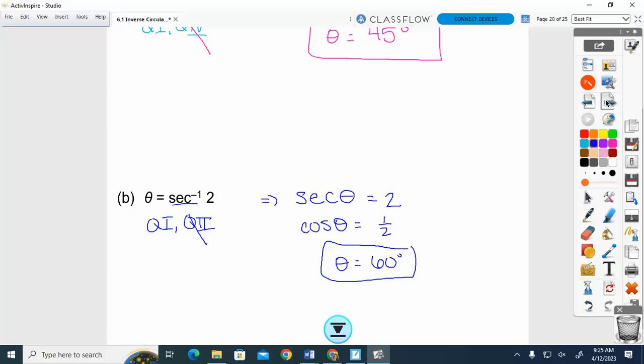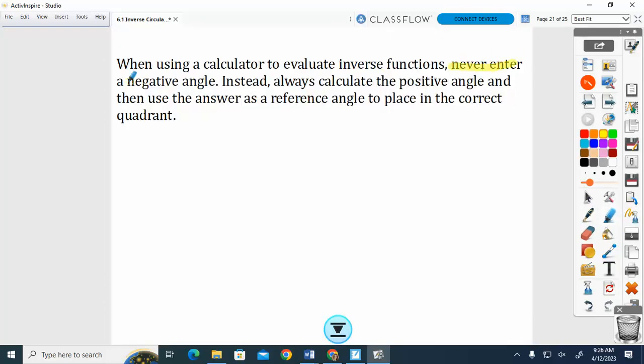Sometimes we have values that we don't know, and we have to use our calculator. But you have to be very careful on your calculator. The issue really comes into play with tangent and cotangent, because we don't have a cotangent button. But tangent inverse and cotangent inverse are different quadrants, right? So our calculator can give us the wrong answer in some of those scenarios. So use your calculator to get the reference angle. Never enter a negative. We'll always do the positive to get the reference angle, and then we'll put it in the quadrant we need.